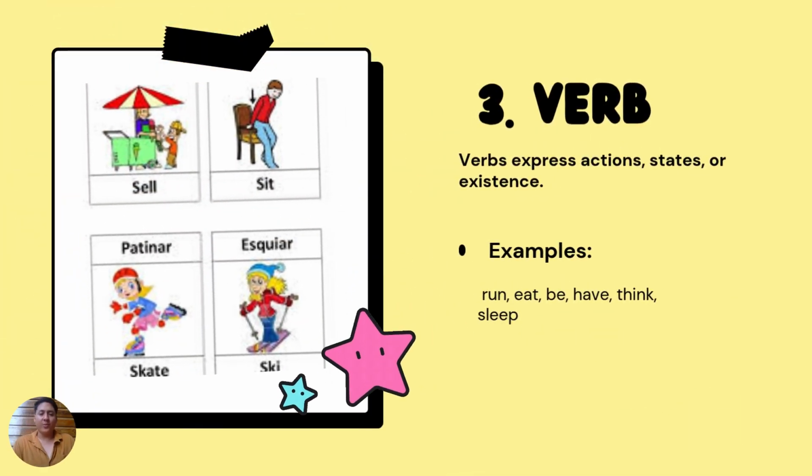And then we have verbs. What are verbs? Verbs are words that express actions, a state, or existence. You know we have a lot of verbs. For example, run, eat, be, have, think, sleep, drink, go, and we have a lot of verbs that express the things that you are doing or a lot of actions that you do.